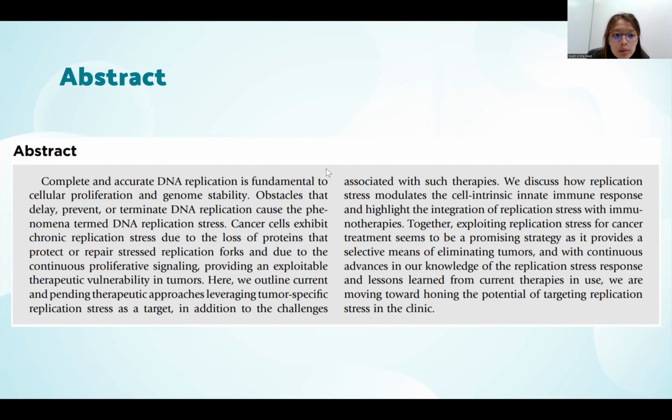So is that helpful, the way that this is broken down? Or does anyone have any further questions before we move into the next part?